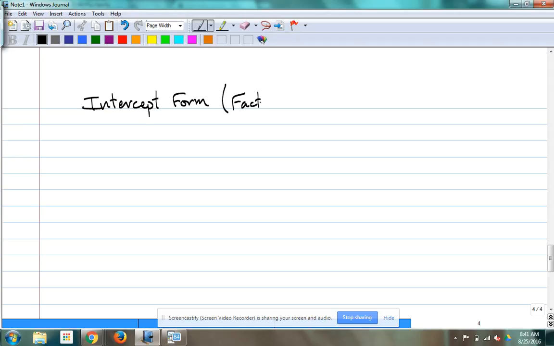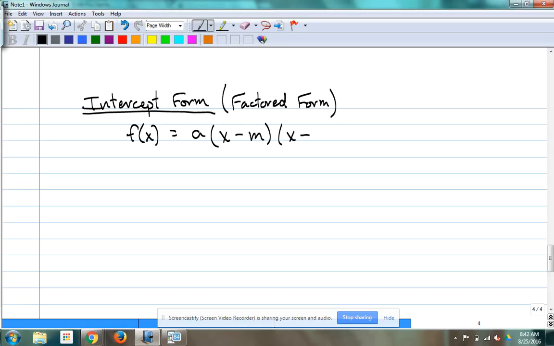In Algebra 1 and Algebra 2, a lot of times we call this the factored form. So it's going to look like a factored problem is what it ends up looking like. Okay. So you might have this function. There's that A again. It's the same A. If it's positive, what's it do to the graph? Opens up. If it's negative, opens down. That same A. Then you've got your factors or your intercept pieces. And we'll use m and n just to mean that they're numbers.